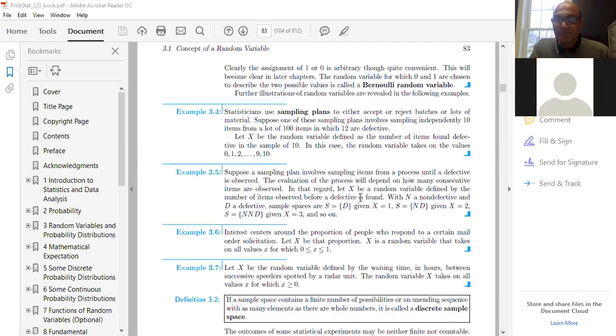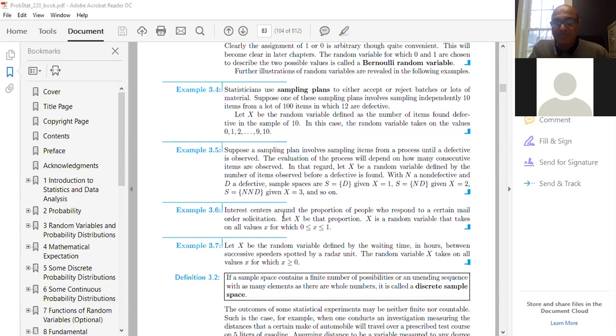Before a defective is found, with N the non-defective and D a defective, the sample space S is equal to, because we are just looking for the defective, D with X equal to 1. When X is equal to 2, your sample space will be ND. X is equal to 3, it would be NND, because you are looking for just one defective. For X equal to 4, it is NNN and then D. X equal to 5, NNNN and then D, like this. So again, you can see the example of a discrete random variable.